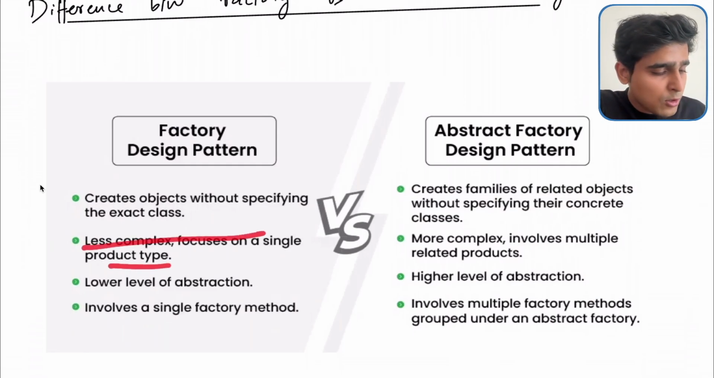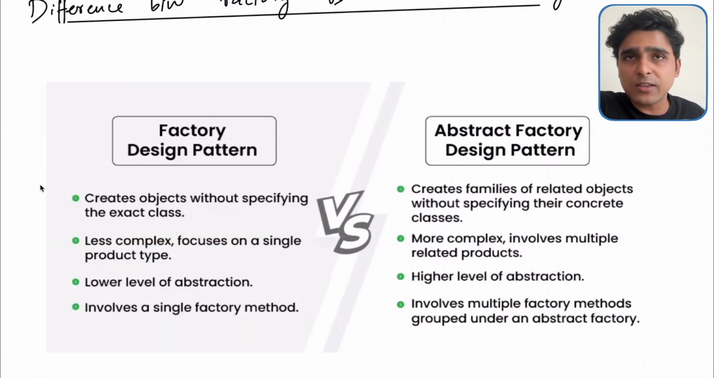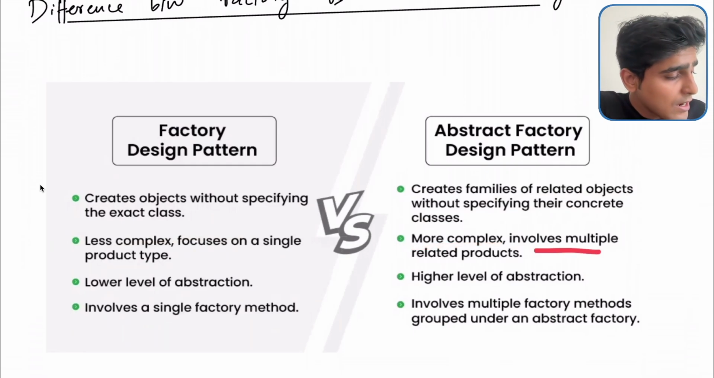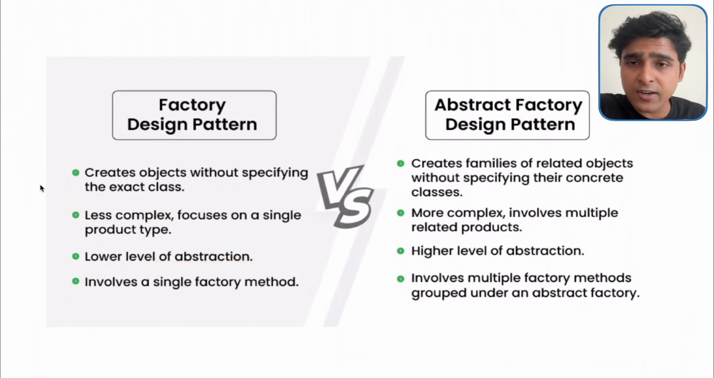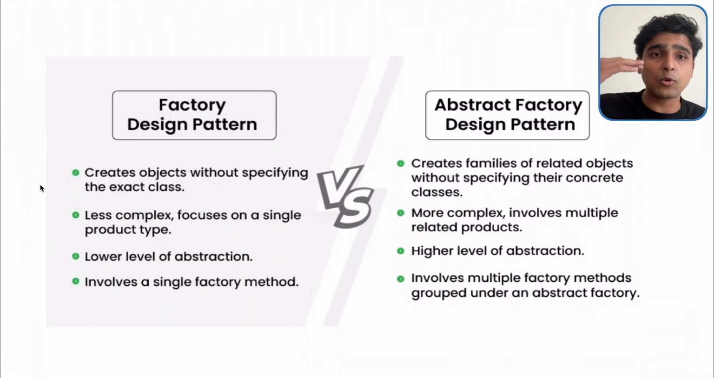Okay, let's go to the second point. Factory is less complex because we focus on a single product type. If you have seen my last video, we were creating transport, different types of transports. In this abstract factory, it is more complex because it involves multiple products, for example chair, sofa, coffee table, lamp, or any type of product you can introduce, and any type of family. Factory design is a lower level of abstraction, abstract factory is a higher level of abstraction. So basically your abstraction is going one layer above. First of all, you don't know which factory you are dealing with, because factories are abstracted, and inside a factory you don't know what type of chair or sofa you are getting, because that is also abstracted away.